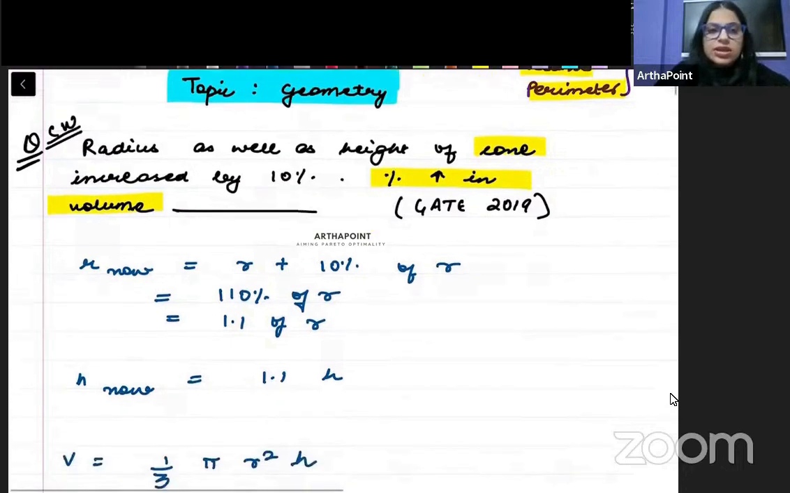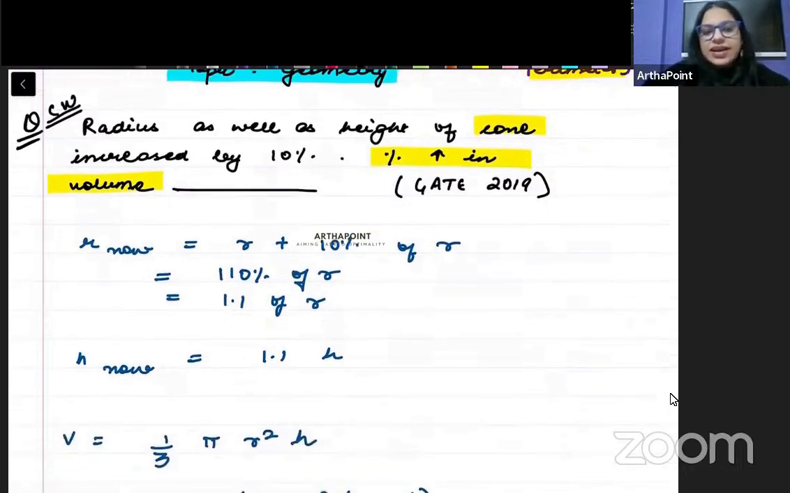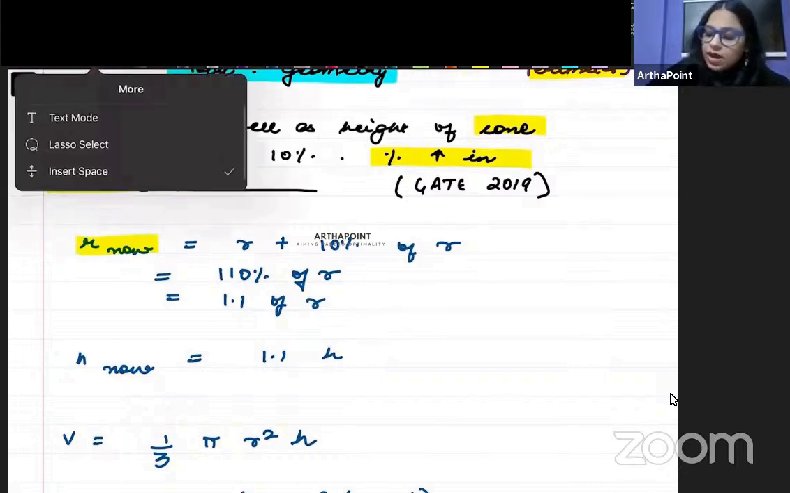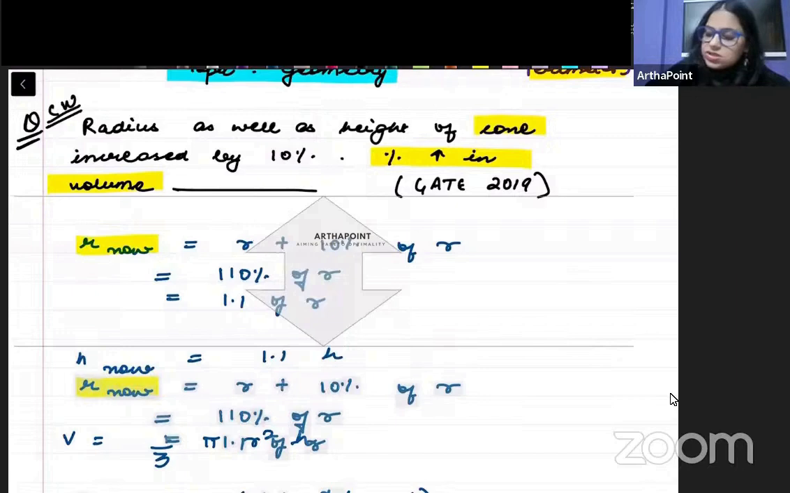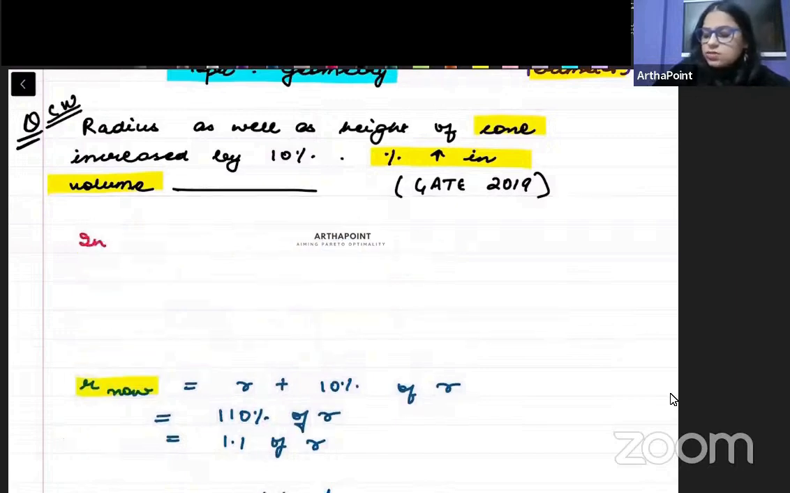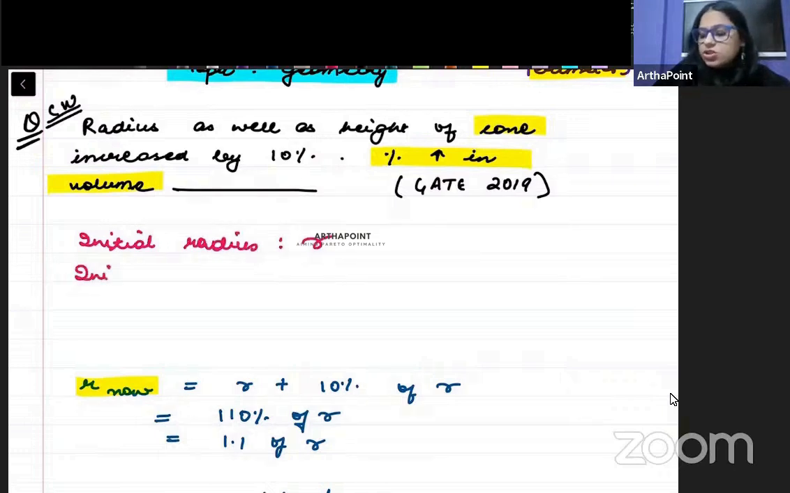Okay, read out this question. It says radius as well as height of the cone is increased by 10%. तो हम क्या करेंगे? Let the initial radius of the cone be r and the initial height of the cone be h, right? So I am just saying that initial radius of the cone is r, right? And initial height of the cone is h.